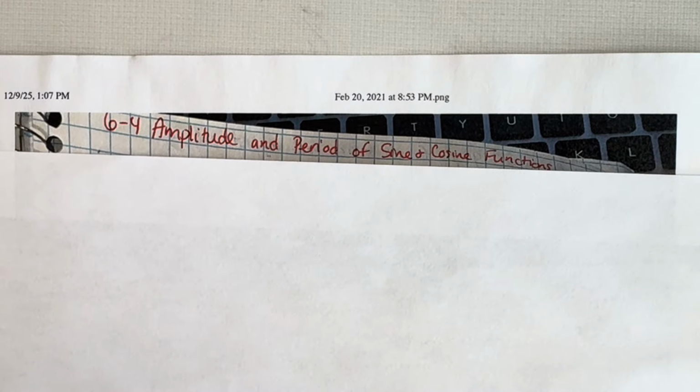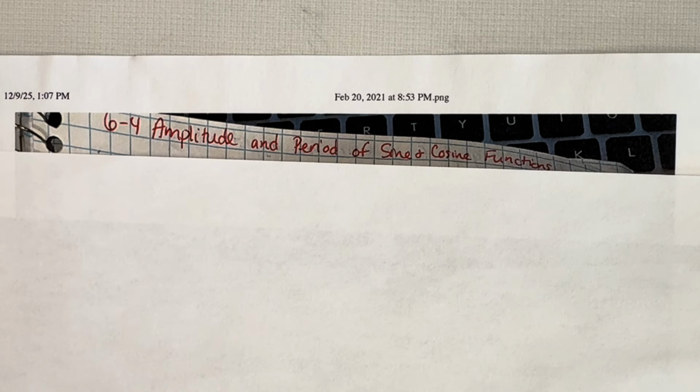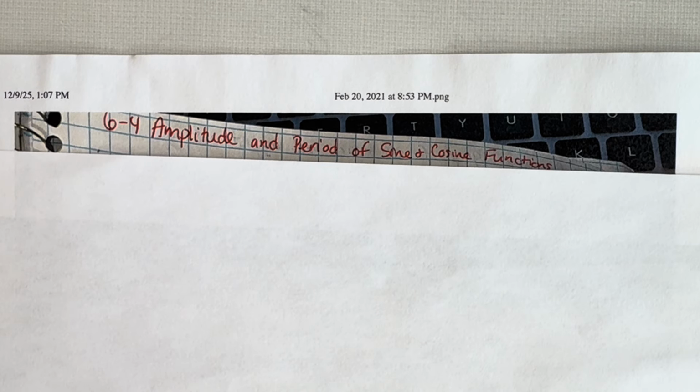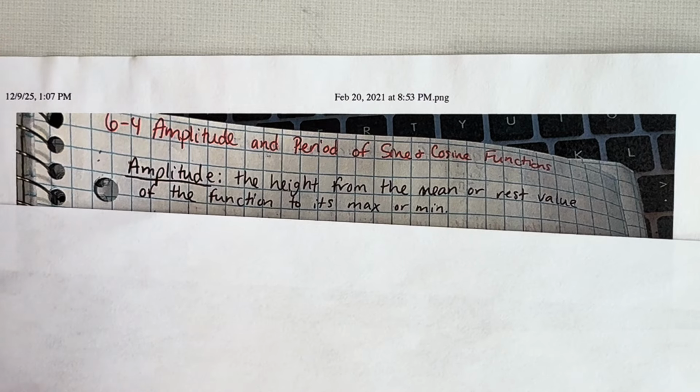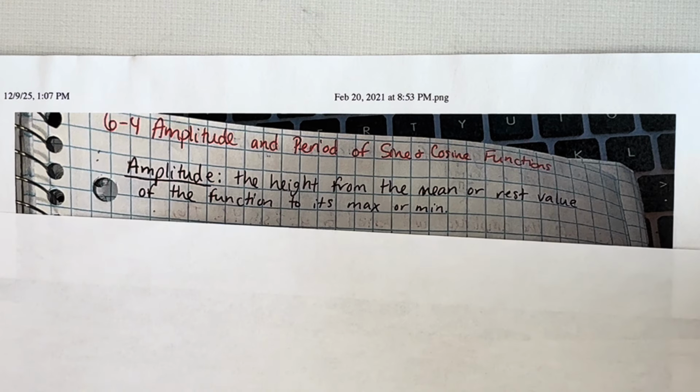In this video, we're going to talk about 6-4 amplitude and period of sine and cosine functions. So we're going to take our sine and cosine functions from last class, and we're going to talk about what if we start to add stuff onto them. Okay? So when I say add stuff onto them, we're going to talk first about amplitude.